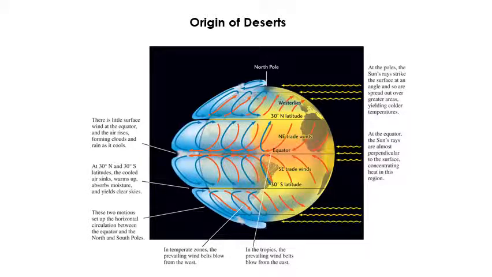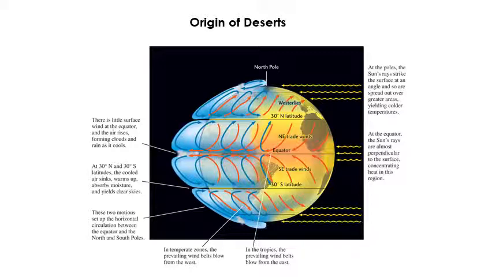Okay, so there's a couple of reasons for the origin of deserts. One of them is zones of atmospheric high pressure. So we have these persistent bands where air is typically moving in a downward direction, right? It's descending from aloft, and that creates high pressure in areas with very little rainfall.